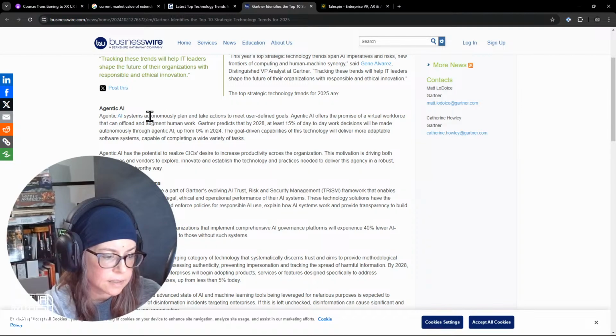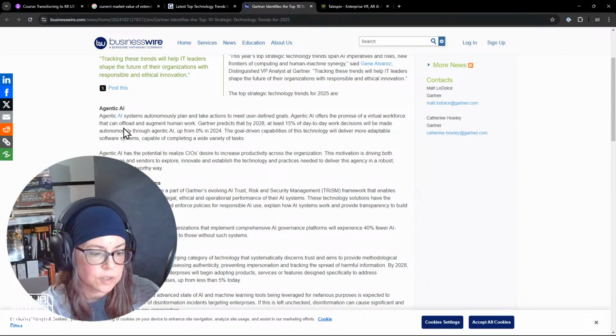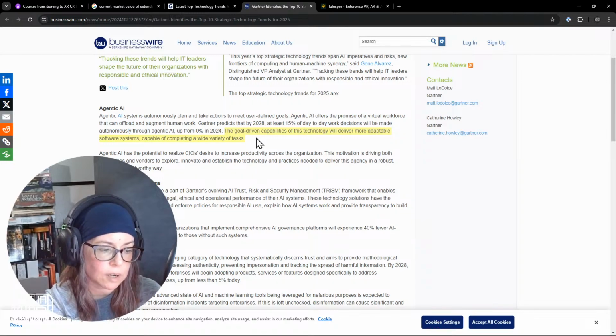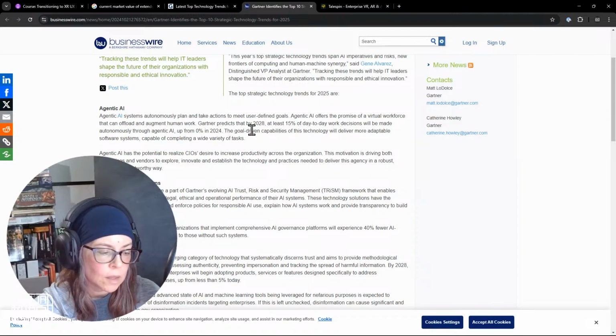Agentic AI is AI systems that autonomously plan and take actions to meet user-defined goals. So these are things that are going to help. The goal-driven capabilities of this technology will deliver more adaptable software systems capable of completing a wide variety of tasks. It has the potential to really increase productivity across the organization.